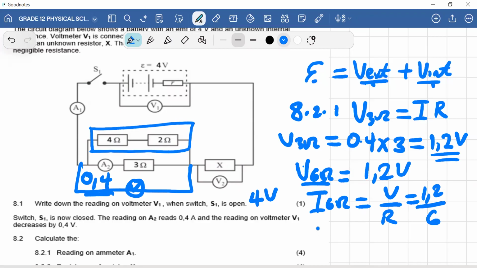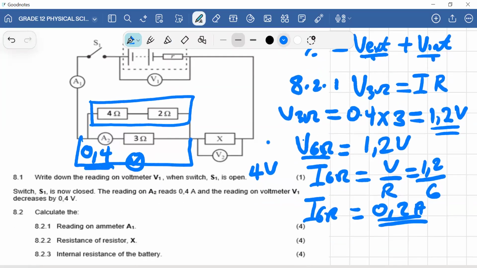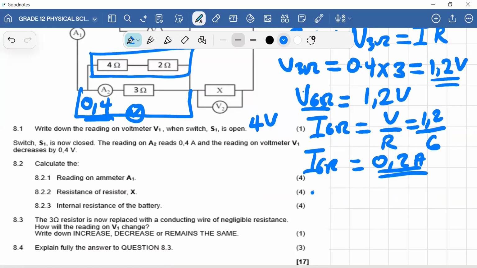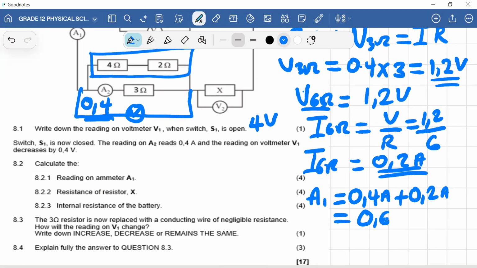So if I have to work this out, I am going to get 0.2 amperes. So that is the current across those two, 4 ohm plus 2 ohm resistor. So now I can say my A, which is the total current, is therefore 0.4 plus 0.2, which is equal to 0.6. That is my total current.